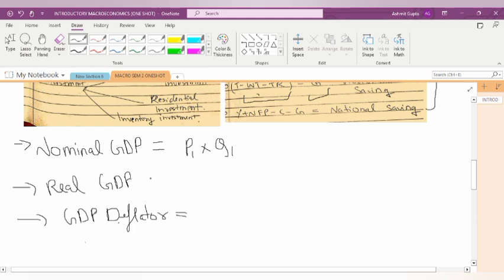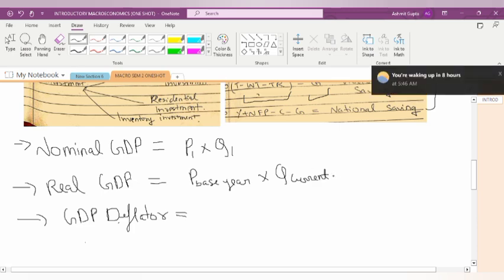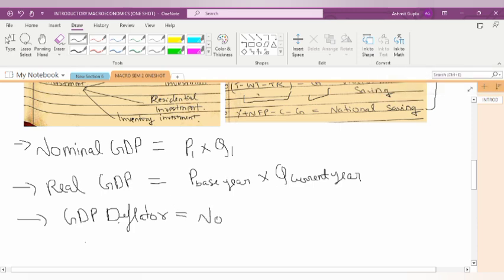Now moving forward, we have the nominal GDP. We can calculate it as prices of year 1 into quantity of year 1. Now suppose we have to calculate the real GDP. We will be taking the prices of the base year but the quantity of the year in which we are supposed to calculate the real GDP. So it would go like this: prices at base year into quantity of current year. These are simple basic concepts, but they can be asked in several parts of the question.